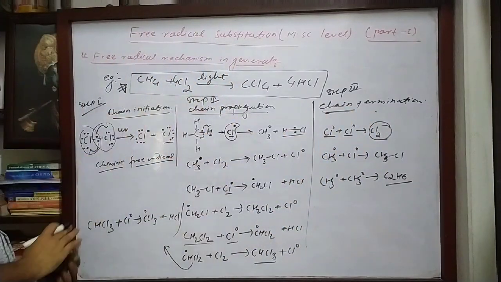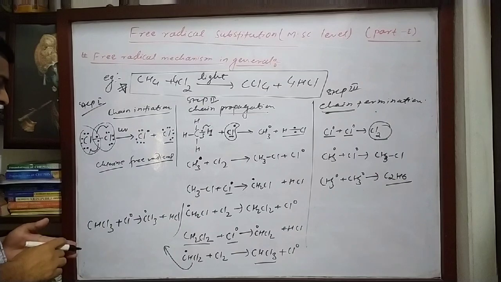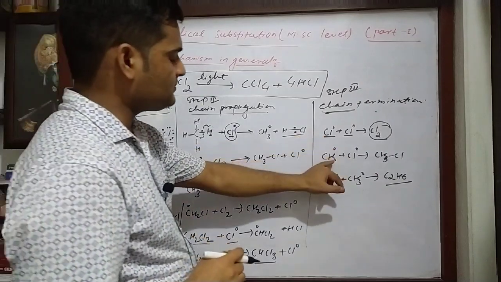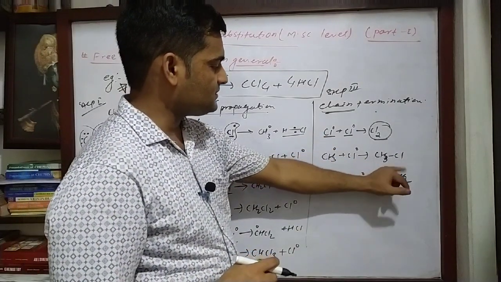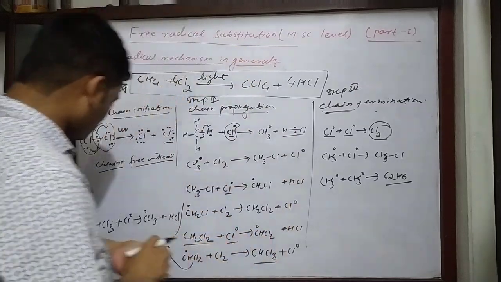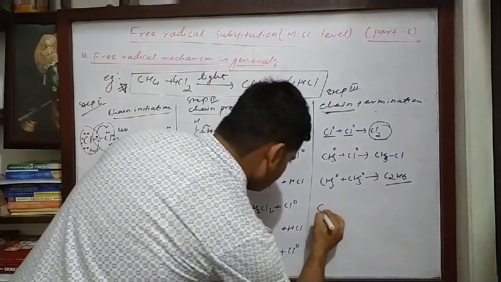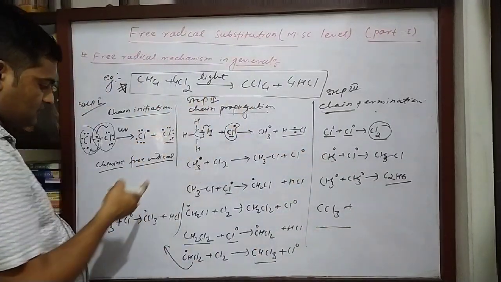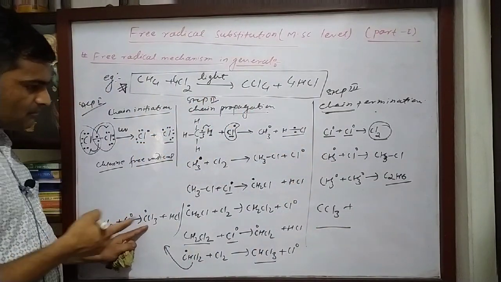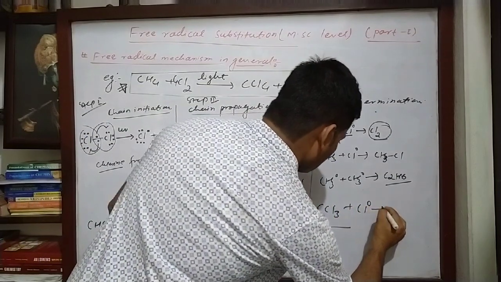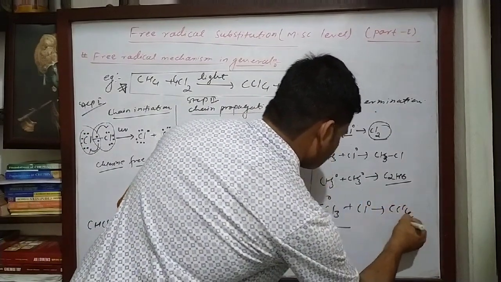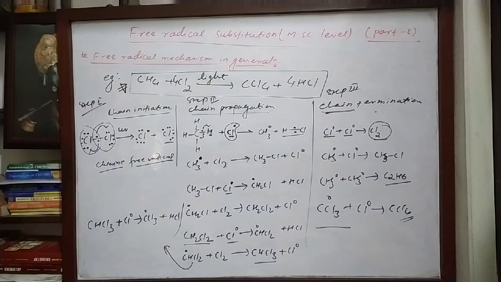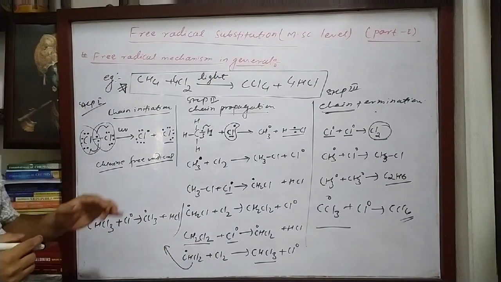There are various types of chain termination. When Cl radicals combine, they give Cl2; CH3 and Cl combine to give CH3Cl. When CCl3 combines with another Cl radical, it gives CCl4, which is the major product. This is the free radical mechanism in general.